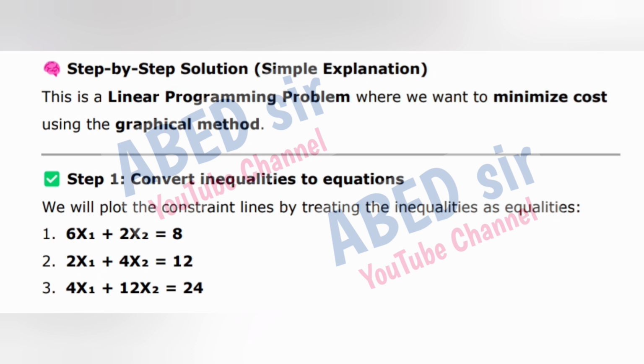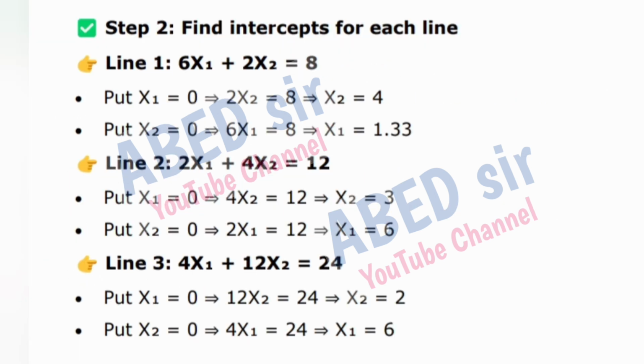1. 6x plus 2x is equal to 8. 2. 2x plus 4x is equal to 12. 3. 4x plus 12x is equal to 24. Step 2. Find intercepts for each line. Line 1, 6x plus 2x is equal to 8. Put x is equal to 0, 2x is equal to 8, x is equal to 4. Put x is equal to 0, 6x is equal to 8, x is equal to 1.33.